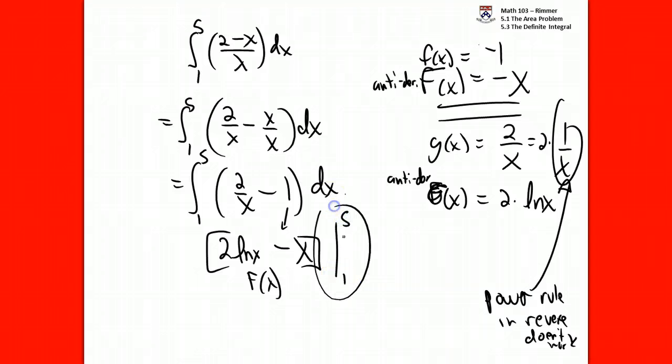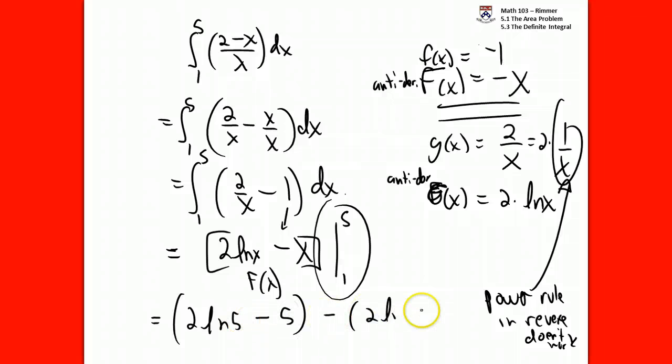This symbol means I am about to plug in a 5, and then I'm about to plug in a 1, and then I'm about to subtract them. That's what that symbol means. So we get 2 times the natural log of 5 minus 5. We get 2 times the natural log of 1 minus 1. Plug in a 5, plug in a 1. Now, the natural log only has that part in it. It's not like the whole thing minus that. It's just the thing that was plugged into the log. Later, you take away 5. Later, you take away 1.